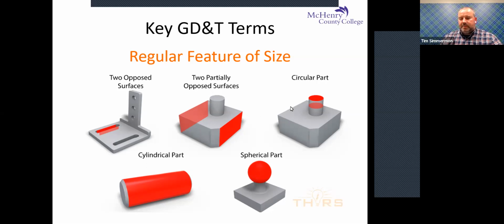Same thing here. On a circle, a 2D feature, you'll have a center point, and on a spherical part, you'll have a center point as well. So if you notice, when we talk about regular features of size, a lot of them are symmetrical.